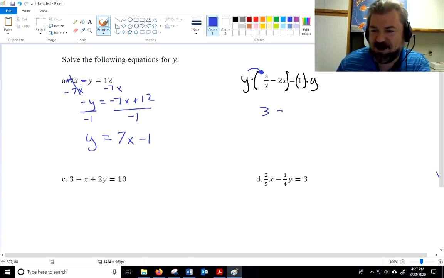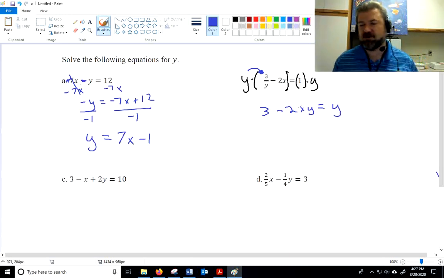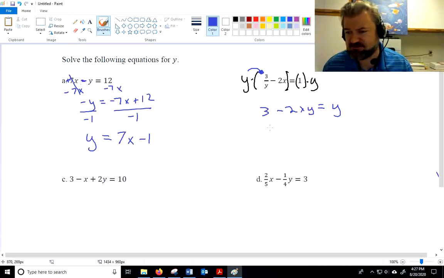All right, then y times 2x is minus 2xy. All right, then on the other side of the equal sign, y times 1 is y. Okay, good. Now, what do we do here? I hope that makes sense. I distributed, remember y divided by y is 1, and 1 times 3 is 3, y times 2x is 2 times x times y, and then, of course, just y on the other side.